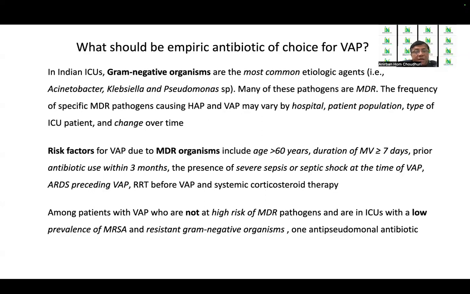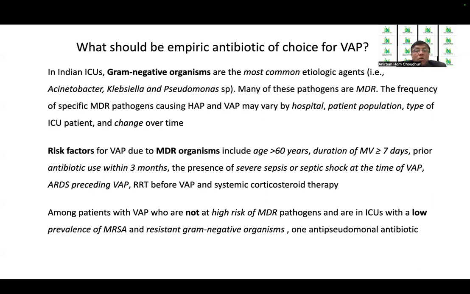Now, risk factors for VAP due to MDR organisms include age over 60 years, duration of mechanical ventilation for more than 7 days, prior antibiotic use within 3 months, the presence of severe sepsis or septic shock at the time of VAP, if the patient is having ARDS preceding VAP, if the patient has been on renal replacement therapy before VAP, and if the patient has been on systemic corticosteroid therapy. So these are the various risk factors for multi-drug resistant organisms causing VAP in hospitalized patients.